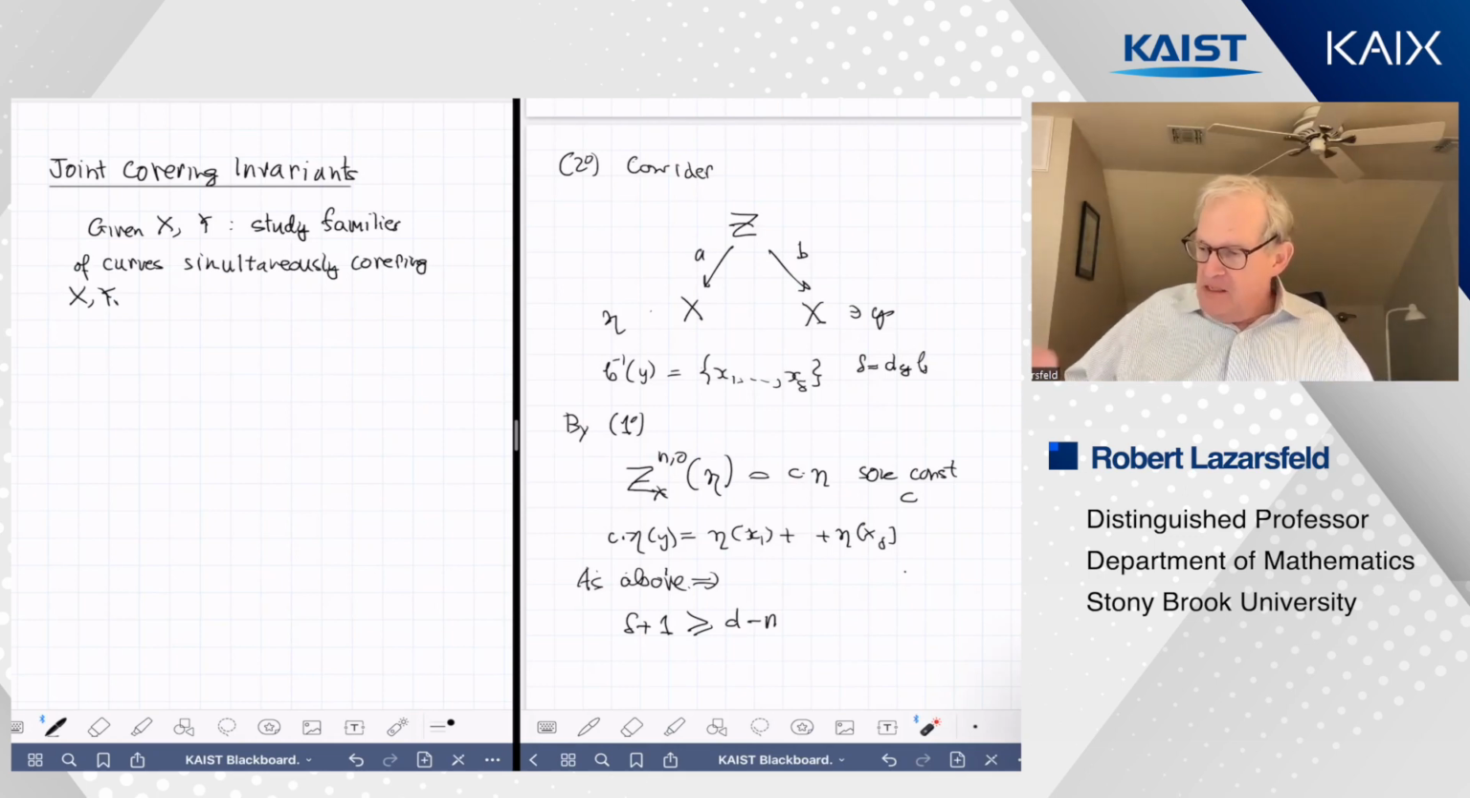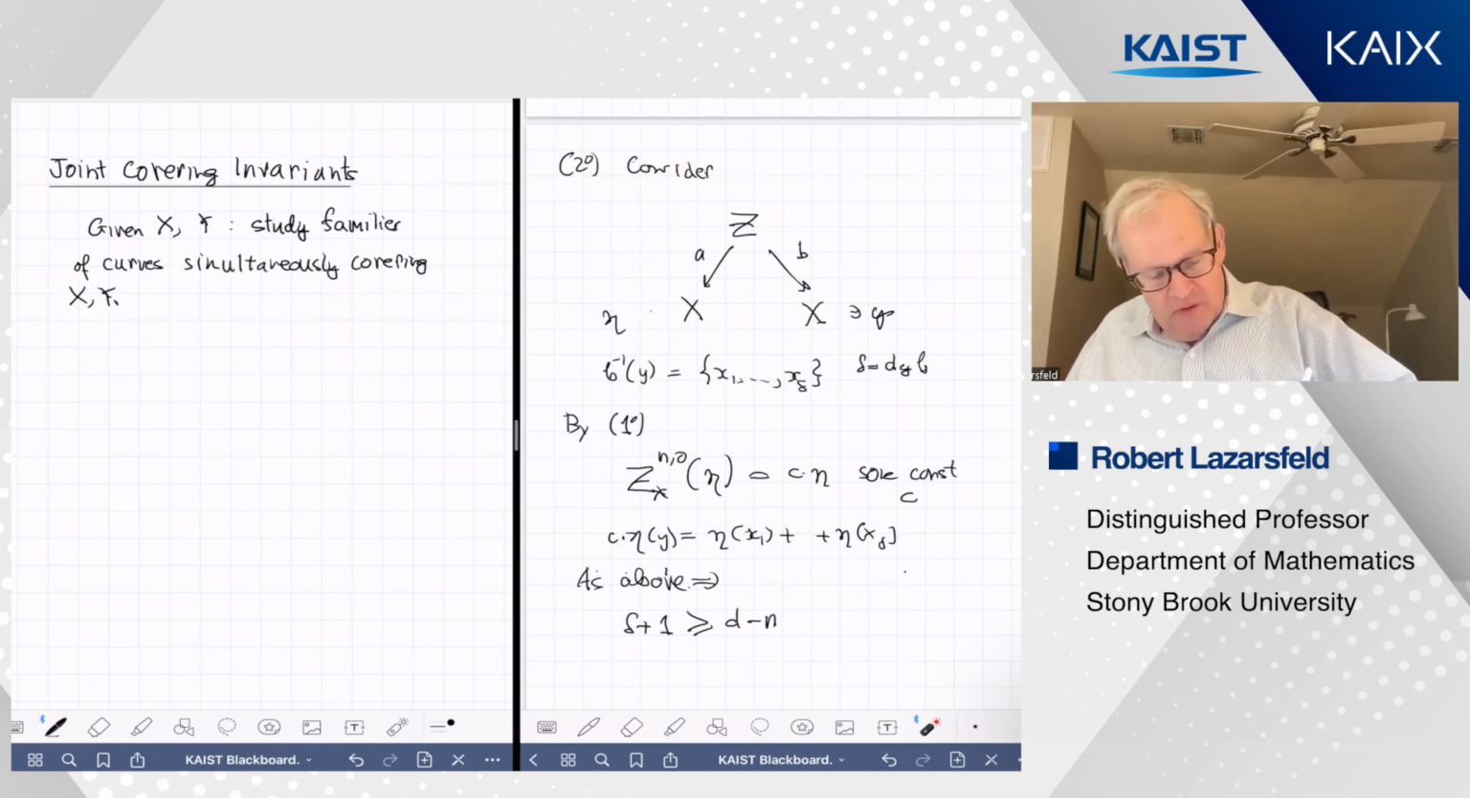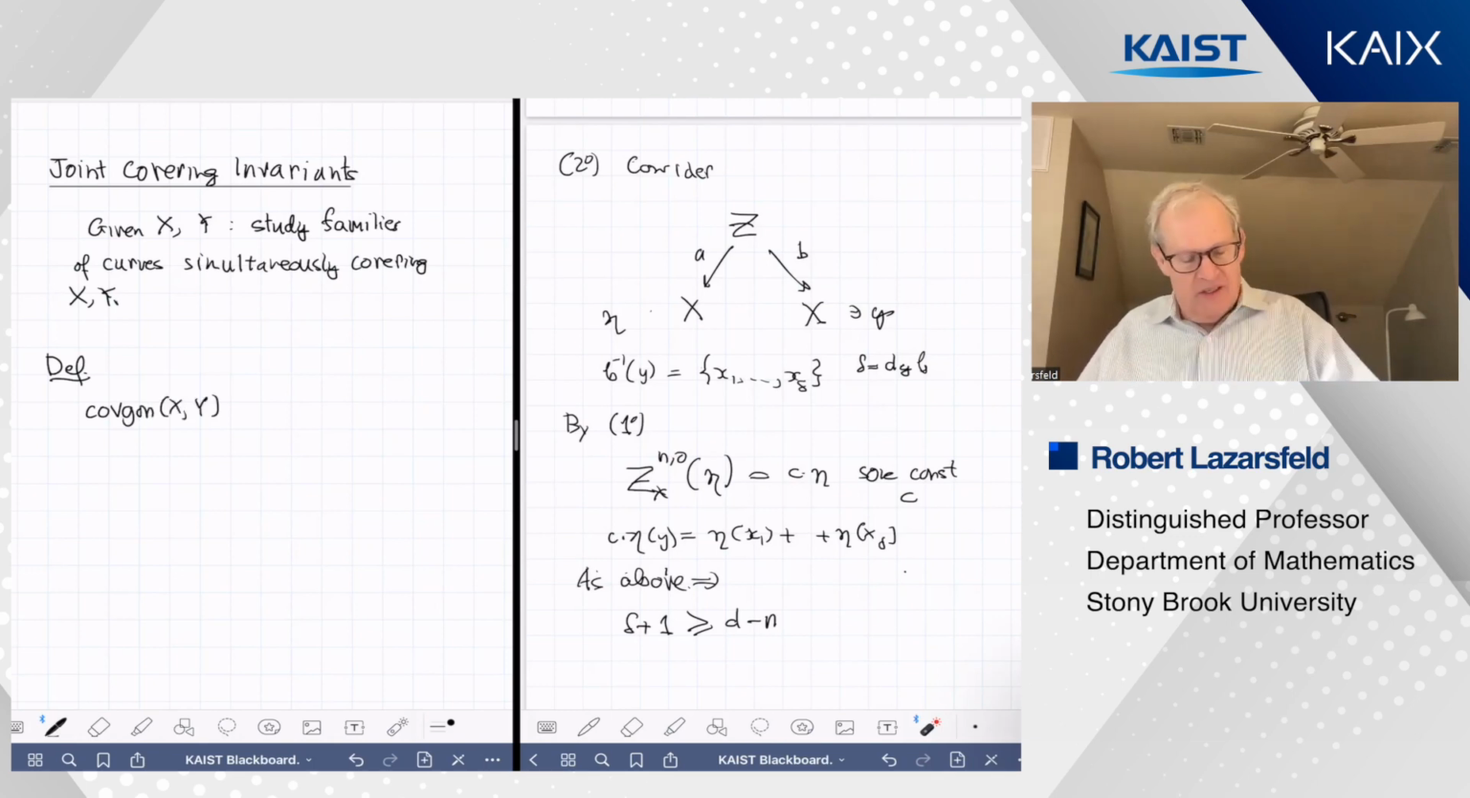Okay, so how should we define that? So here's the definition. We'll define the joint covering gonality of X and Y. We'll just use this covering gonality of X, Y. This is called the joint covering gonality of X and Y. So we're just going to take the minimum over all correspondences Z as before of the covering gonality of Z.